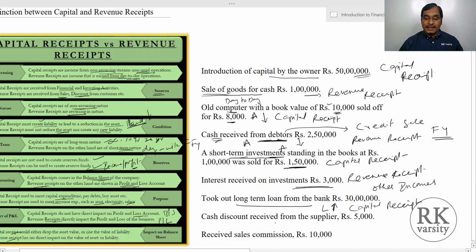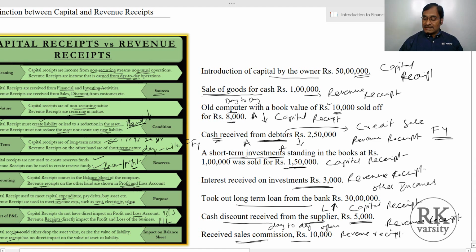Next, cash discount received from the supplier. So the cash discount that you are receiving from your supplier is part of your day-to-day activity, and this is part of your regular operation. So this is a revenue receipt. Now, received sales commission rupees 10,000. Again, sales is your regular activity or day-to-day activity. Any income received from your operations is a revenue receipt.